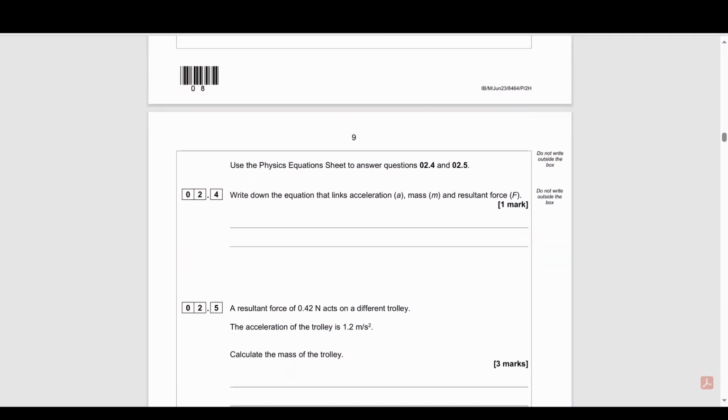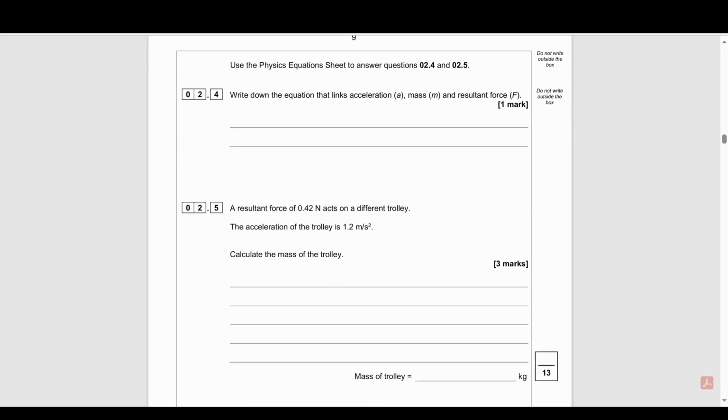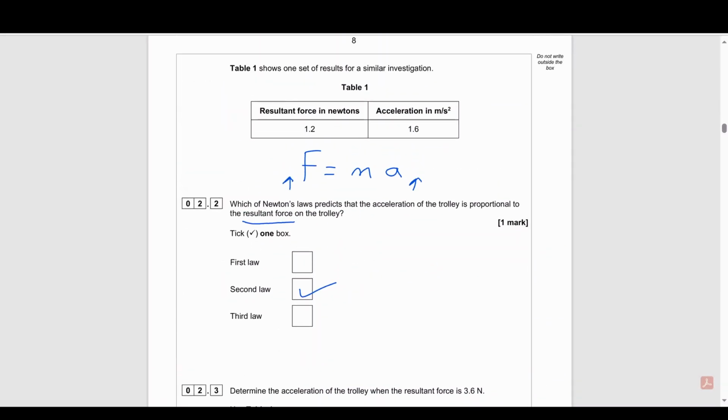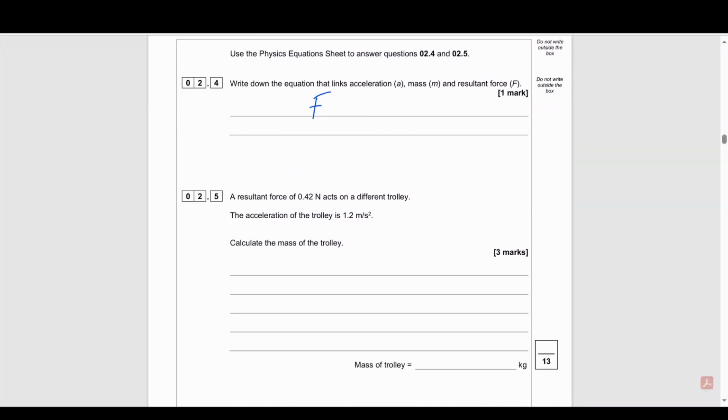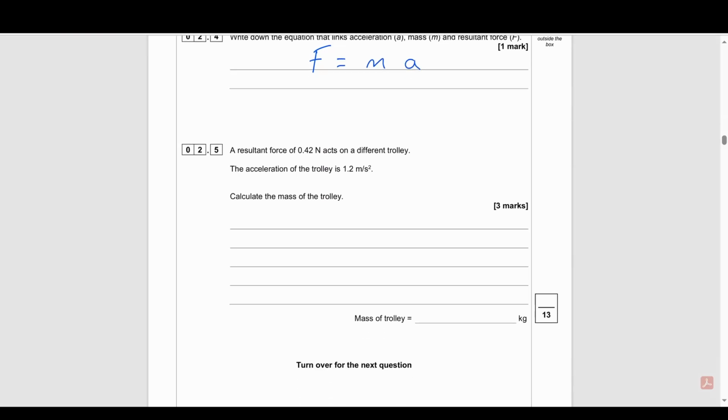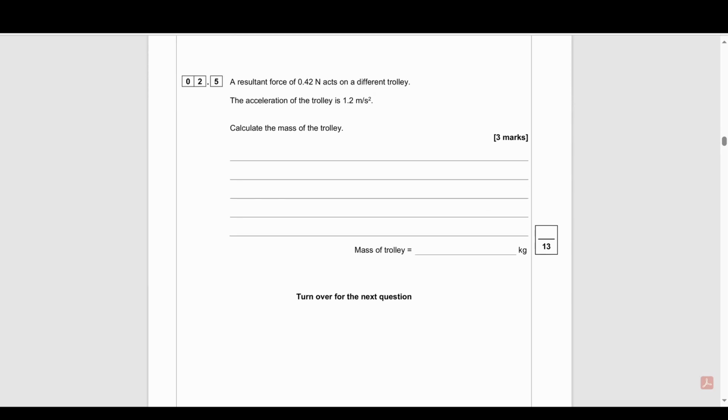Use the physics equation sheet to answer questions 2.4 and 2.5. Write down the equation that links acceleration, mass, and resultant force. Well, we just did that. That's Newton's second law equation, which is F equals m times a. 2.5. A resultant force of 0.42 newtons acts on a different trolley. The acceleration of the trolley is 1.2 meters per second squared.